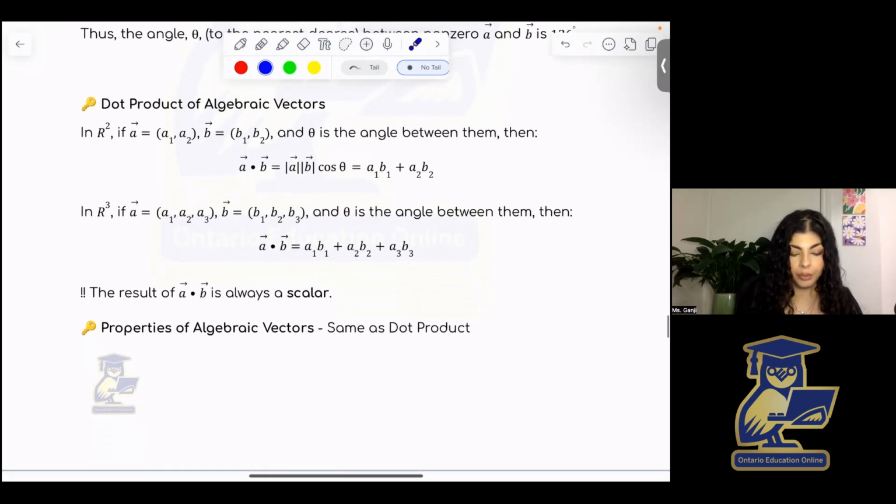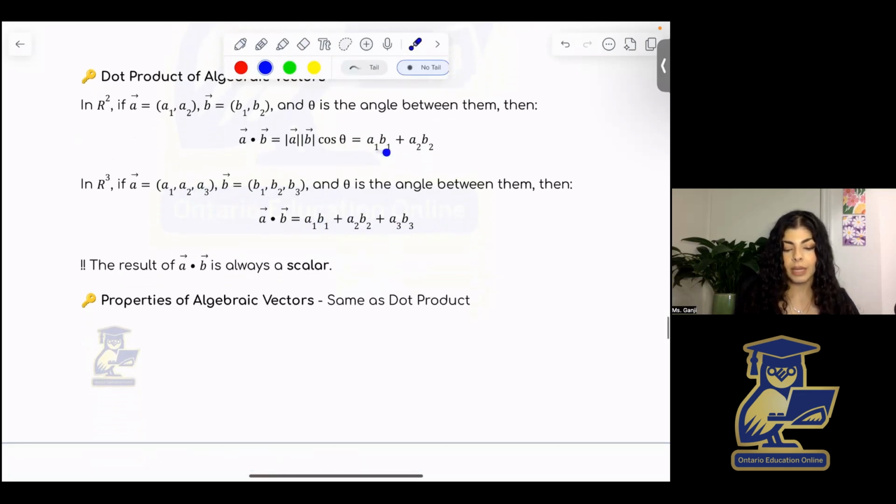Now, in R3, it's the same, but now we have to account for that third component. So this is equal to A1B1 plus A2B2 plus A3B3. So a little bit different now, but it's actually going to be a lot more helpful for us when we are working with algebraic vectors because we have a simpler operation here.